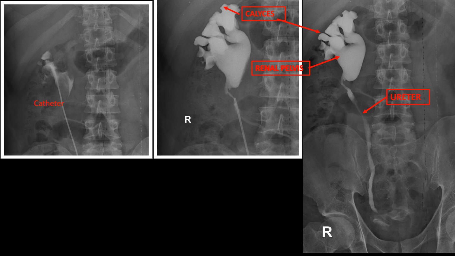In the first image, we can see a catheter. That is the ureteric catheter which is passing through the ureter. Here, the image shows the dye injected through the ureteric catheter, which gives a shadow of the calyces and renal pelvis. In the third image, we can see ureter also in addition to the calyces and renal pelvis.